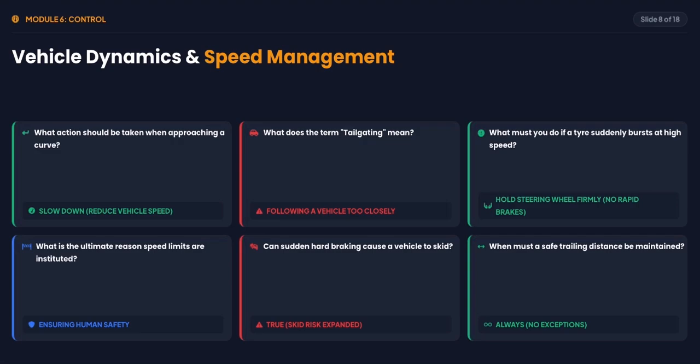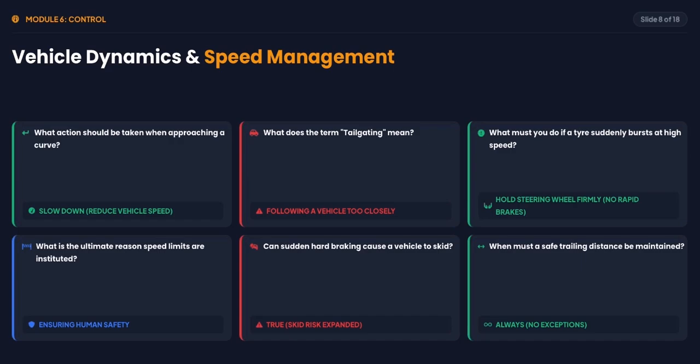What action should be taken when approaching a curve? You must slow down the vehicle speed. What does the term tailgating mean? It means following a vehicle too closely. What must you do if a tire suddenly bursts at high speed? You must hold the steering wheel firmly.